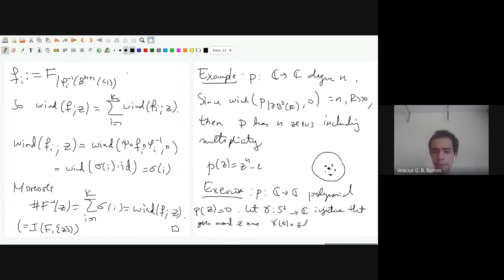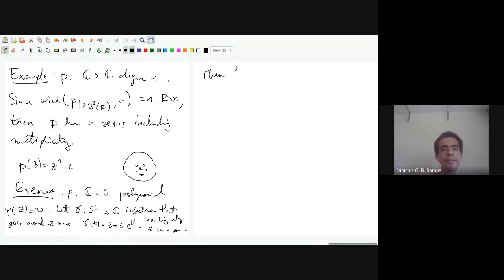I mean, you could write this explicitly. Gamma of t is z plus epsilon times e to the it. And you want to make sure this is an isolated zero. All the zeros of polynomials are isolated, but you want this curve not to bound any other zeros. So, just going around z, bounding only z as a zero. Okay. Then the multiplicity of z is equal to the winding number of gamma with respect to z.